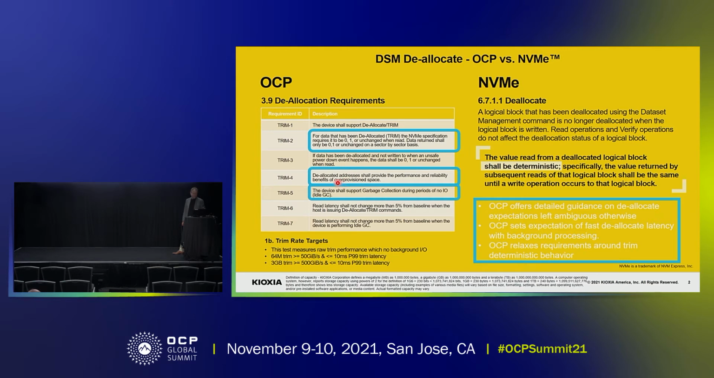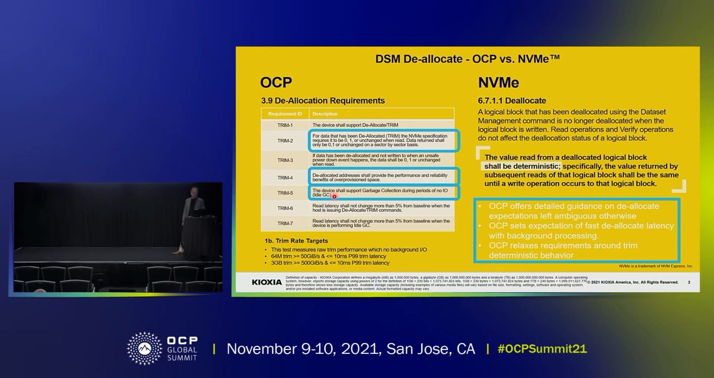A couple other things that were in there: they add some requirements that deallocate is there for performance and reliability benefits in the over-provisioned space. It's left unspoken in the NVMe spec, and it's because of that guidance. It's, well, I don't have to. I can just blow off the command.